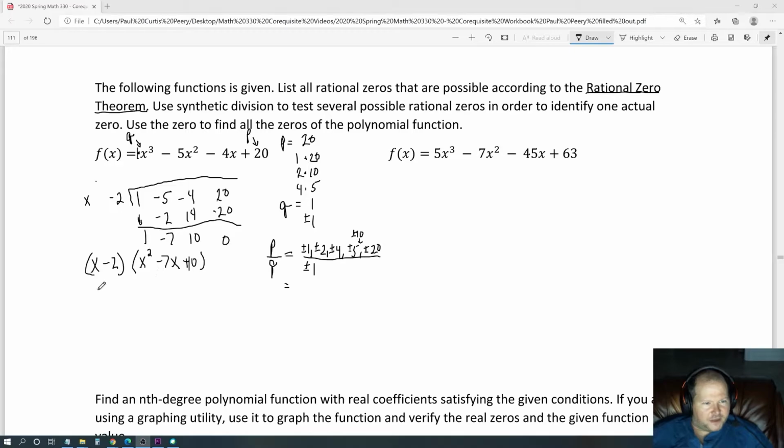From here, we're going to factor the second one. So we keep the x minus 2. Square root of x squared is x, so I'm going to put it in the first place of both. It ends in a positive, which means the signs are going to match. The middle term is a negative, which means they're both negative.